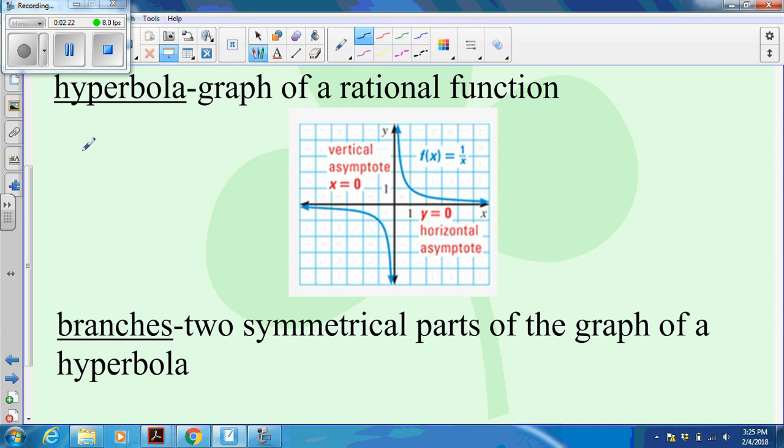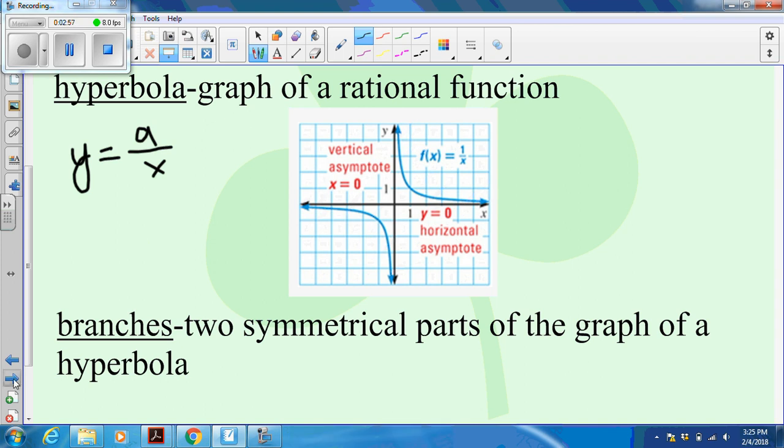Now the parent function for rational functions is going to be in the form of y equals a, where a is just a number, so it could be either positive or negative, over x. A just tells you if either our function flips or if there's a vertical stretch or shrink. Now here we're going to have branches. Basically, branches just means there's two symmetrical parts of the graph of a hyperbola. As you can see, we have our two symmetrical parts here.